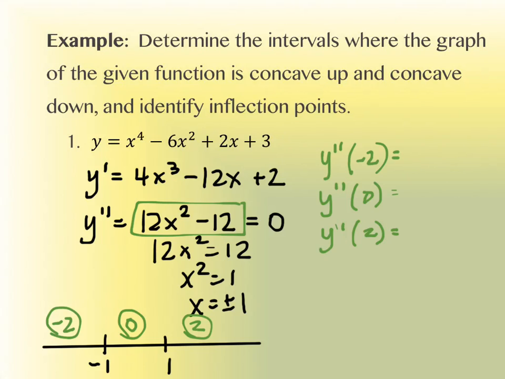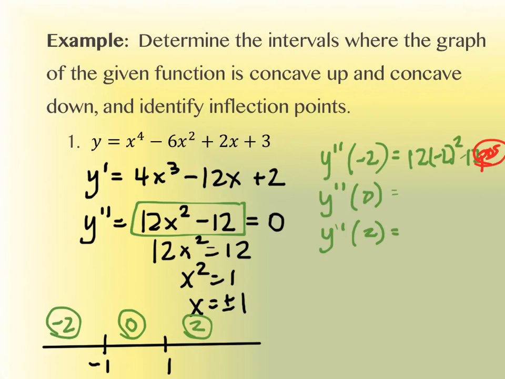All right, so I've got 12 times -2 squared minus 12. And again, I really don't care what the value is. I care whether it's positive or negative. So what is it? That value is positive. It's actually a positive 36, in case you were keeping track.